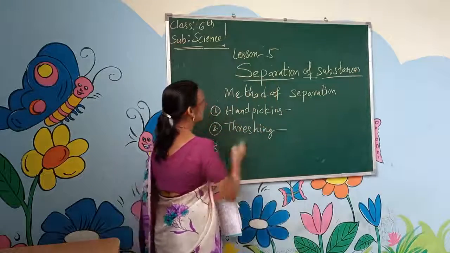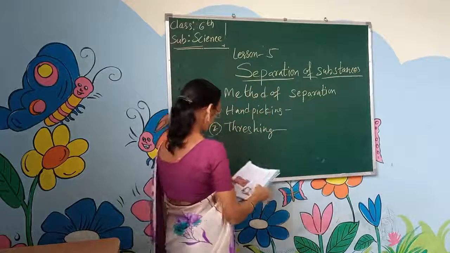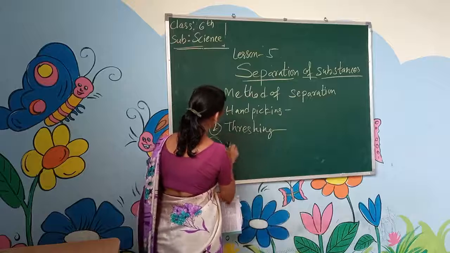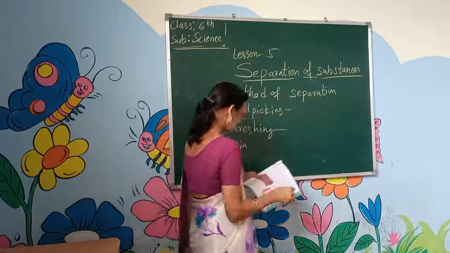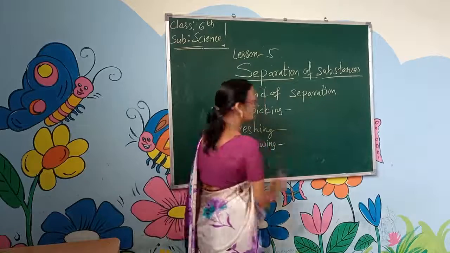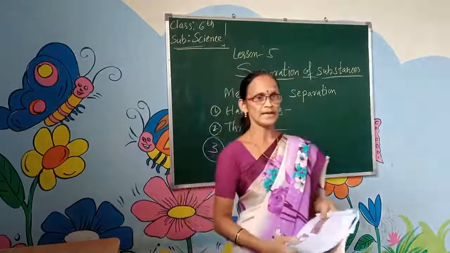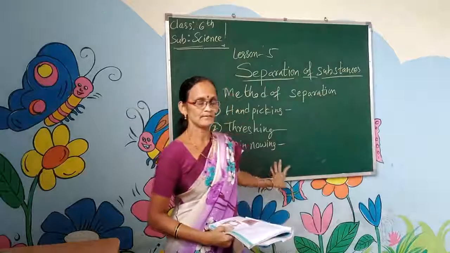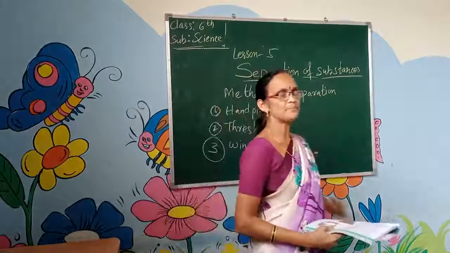Third process of separating is called the winnowing. Winnowing means what here? Winnowing means with the help of wind they are separating the grains. Winnowing means with the help of wind.